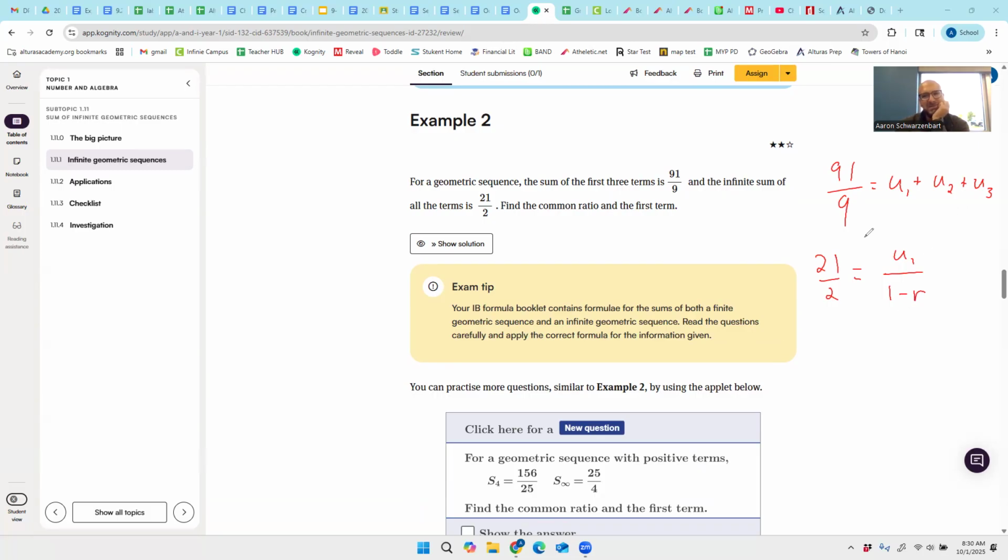And what are we trying to find? We're trying to find R and U1 actually. So I can rewrite this one because U2 is U1 times R, plus U1 times R squared. Yes, perfect.